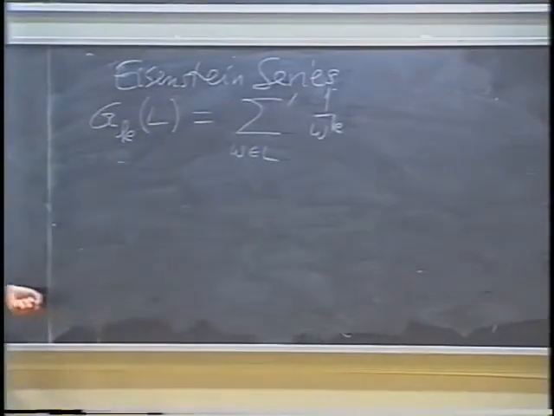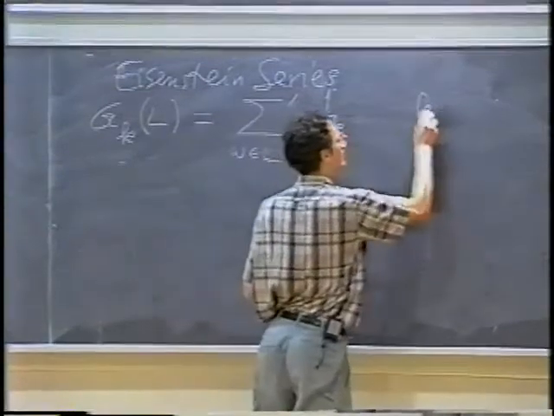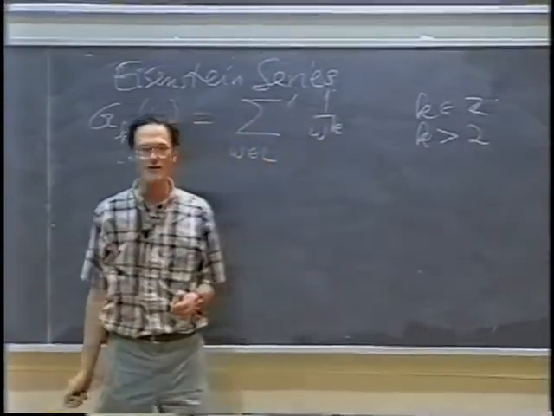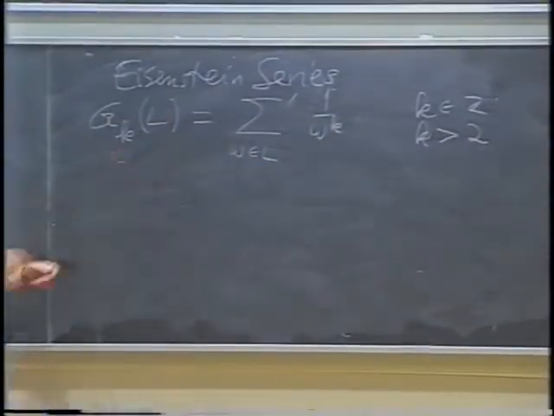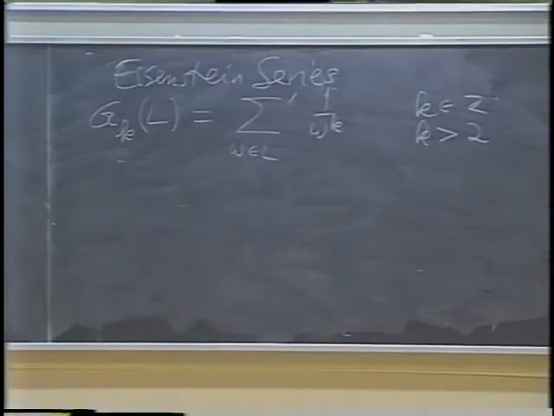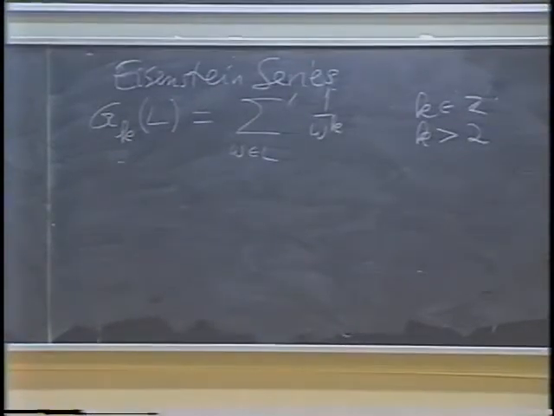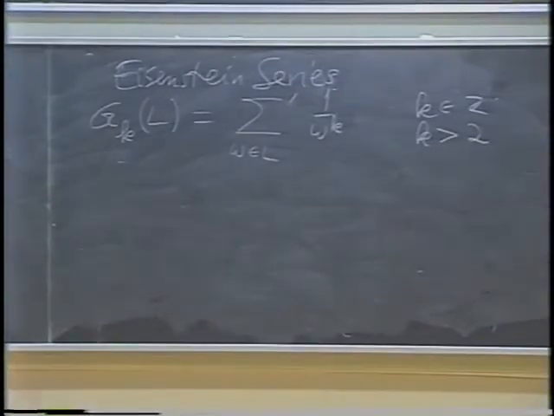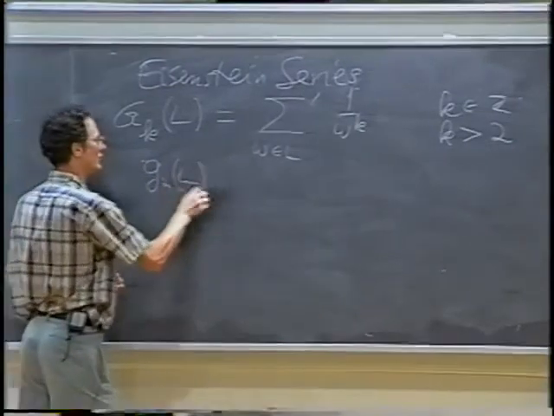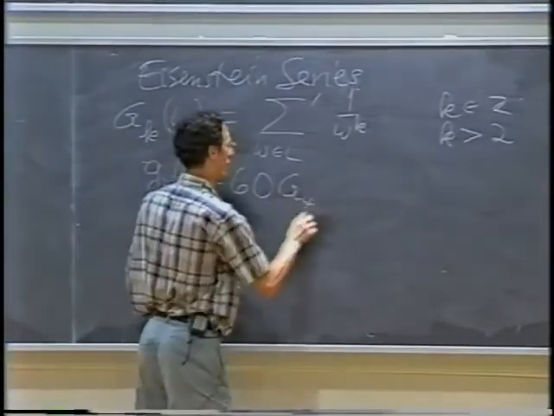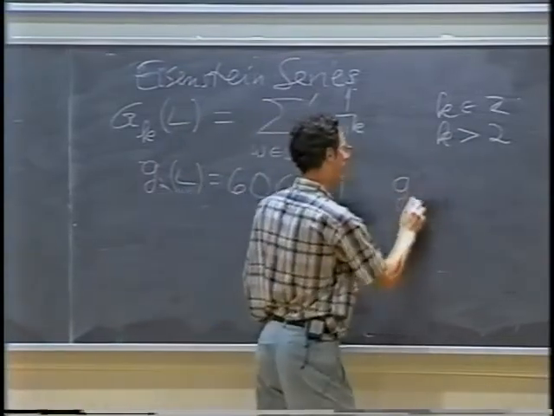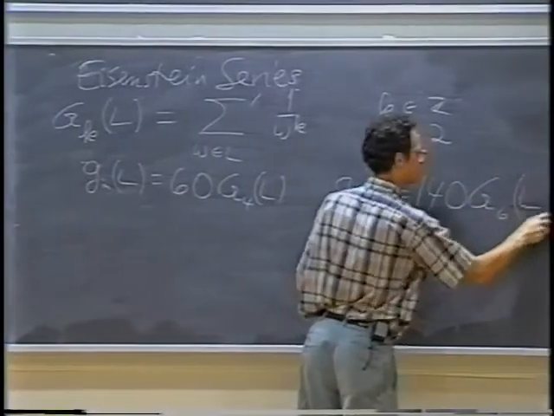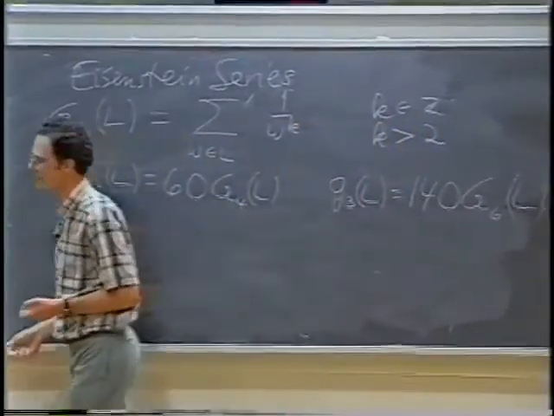Of course, we do need to worry about convergence conditions, so you need k to be an integer, k strictly greater than 2. And for odd values of k, it's clear that this is 0 just from replacing omega by minus omega. So it's really only the even ones that occur here. Let me just also mention there's a standard notation that little g2 is 60 big G4, and little g3 is 140 big G6, which probably looks kind of arbitrary.